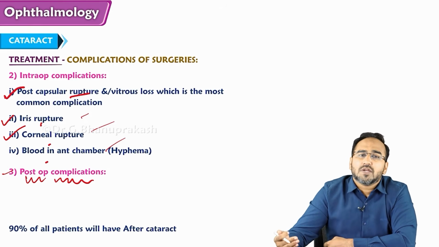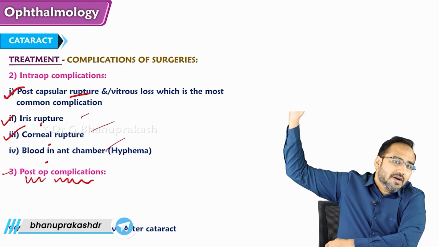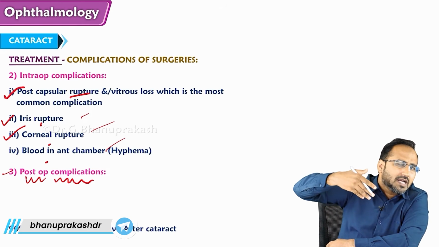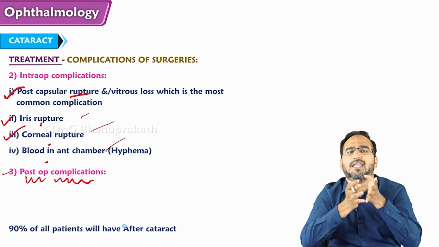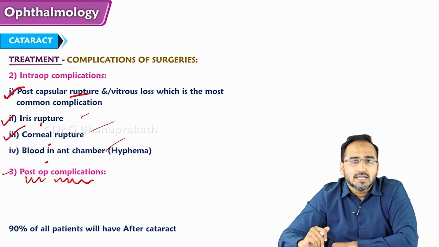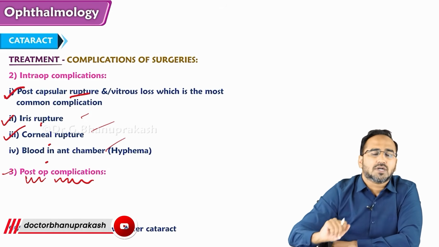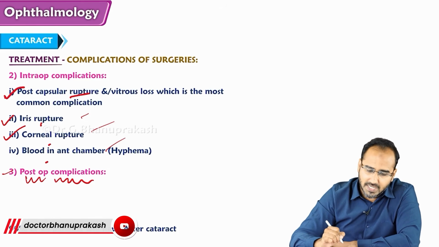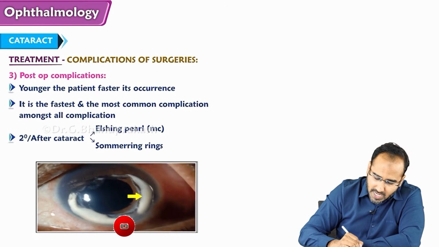Why? Because some remnants of the opacified lens that you have removed, those remnants were there. When you place a normal intraocular lens after cataract surgery, those remnants go towards the new intraocular lens, and that can cause what? Cataract. Cataract developing after cataract surgery is called as what? After cataract. So 90% of the patients develop after cataract.